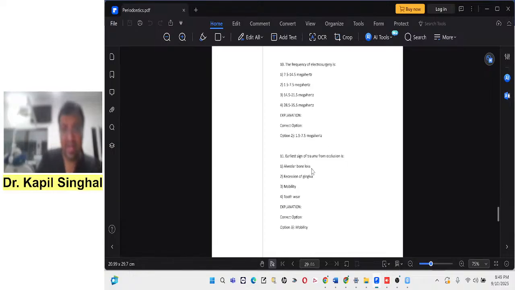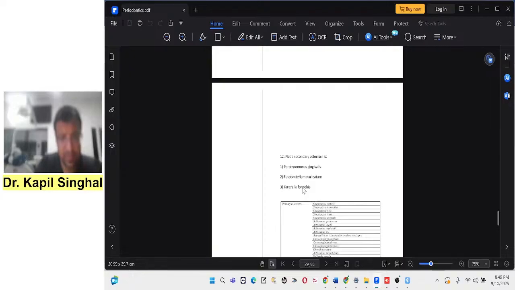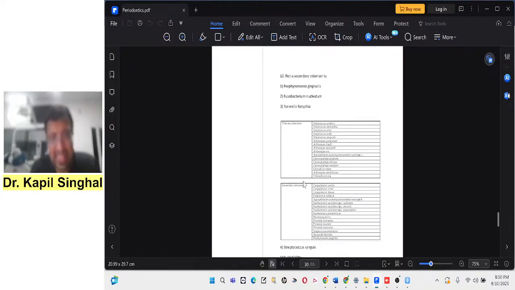Next question, earliest sign of TFO. What will be the earliest sign? Mobility. The tooth will become slightly mobile. That is the earliest sign of TFO. Not a secondary colonizer. So we have four options. We have to find the primary colonizer among them. P. gingivalis is a secondary colonizer.